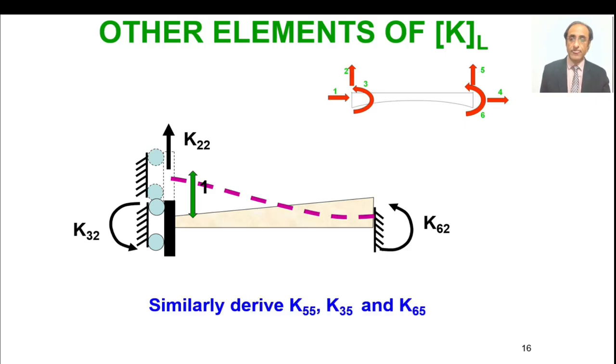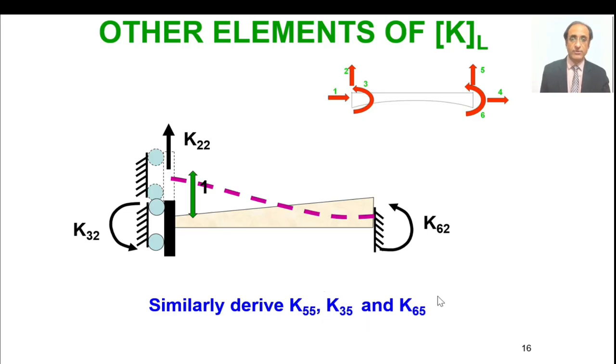And in the same way, we can find out K55, that is, we apply the force along the degree of freedom 5, keeping all other displacements locked. So in that case, we'll get K55, K35 and K65.